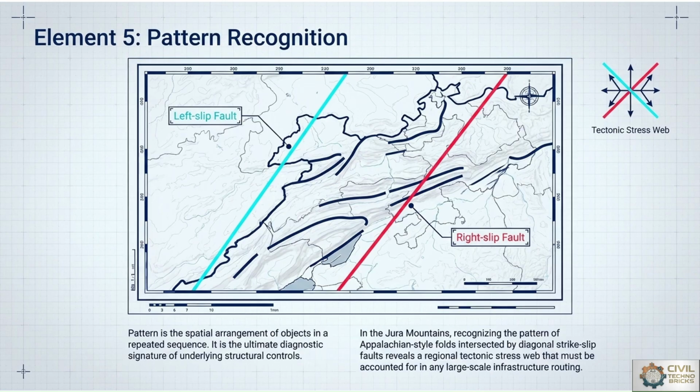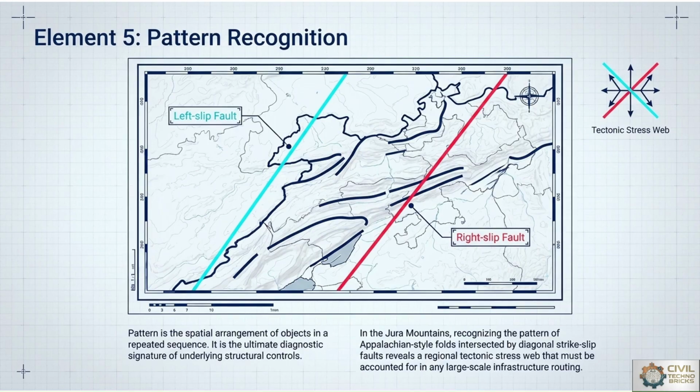The pattern recognition: we can check the spatial arrangements of objects in a repeated sequence. It is the ultimate diagnostic signature of underlying structural controls, from the left slip fault or for the right slip fault, as per the image explained.